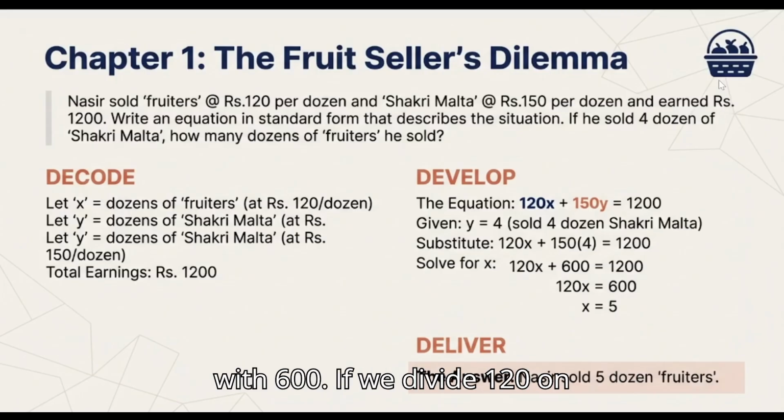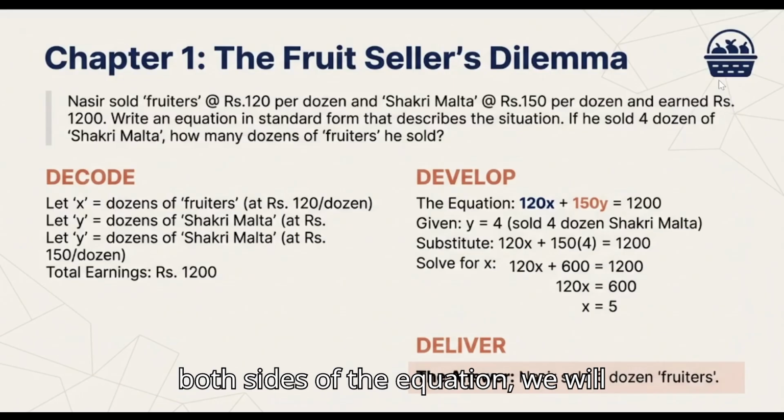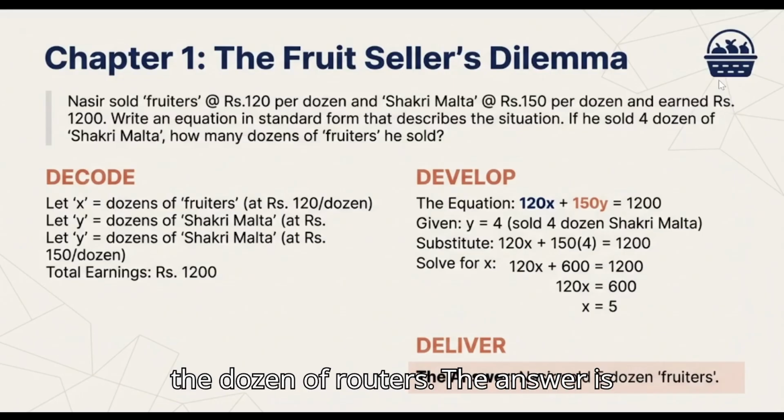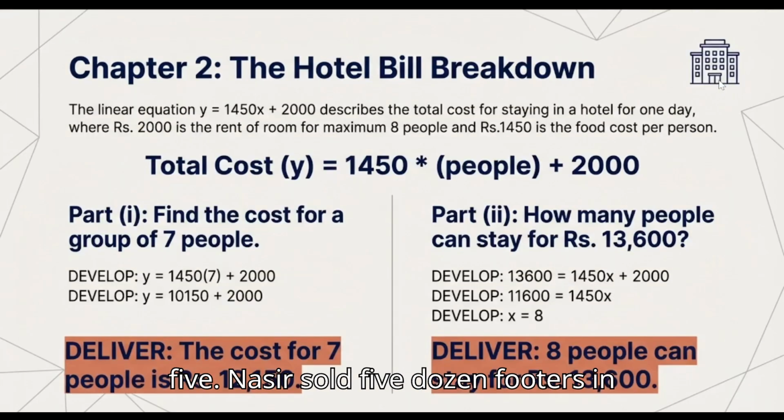If we divide 120 on both sides of the equation, we will get the value of x, or simply the dozens of fruiters. The answer is 5. Nasir sold 5 dozen fruiters. In question 2, the hotel bill breakdown.